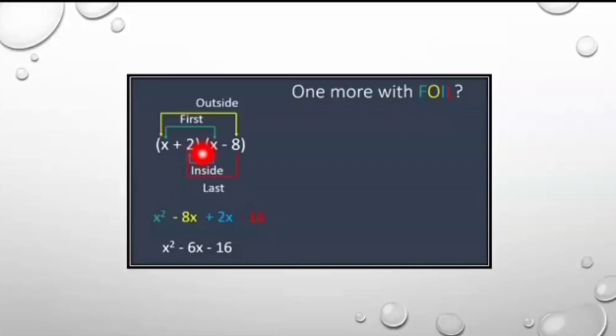X multiplied by x, x square. X multiplied by minus 8, minus 8x. Then we will multiply 2 with x and minus 8. 2 multiplied by x will be 2x, and 2 multiplied by minus 8 will be minus 16. Actually, this is the same method as the distributive method. So you have to just remember that FOIL method is used for binomials.